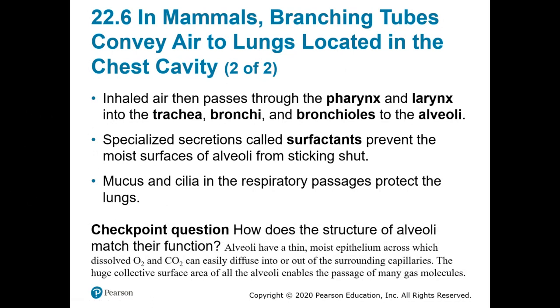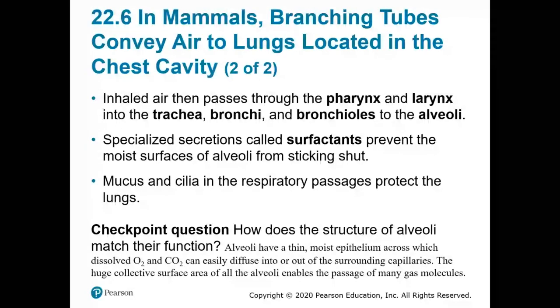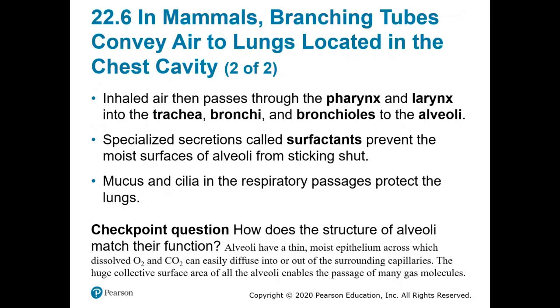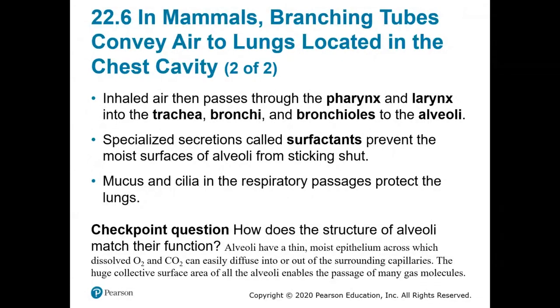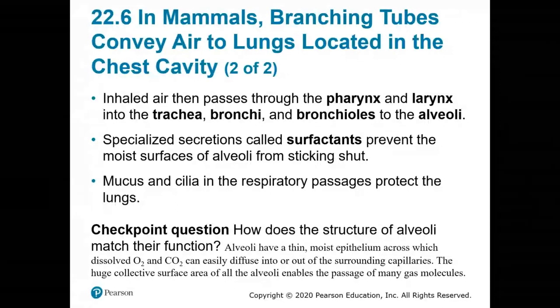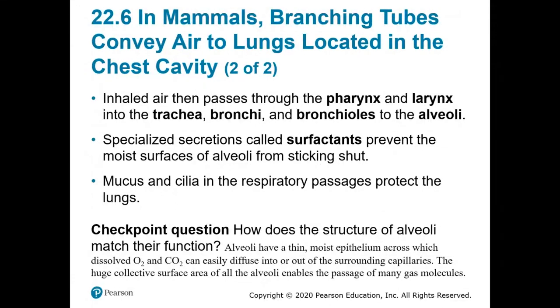All right, so how does the structure of alveoli match their function? Well, they're thin, moist epithelial tissue, and that allows dissolved oxygen and CO2 to easily diffuse in and out of the capillaries, right? This also gives them a huge amount of surface area, and we'll look at alveoli in a minute. They're little round sacs, and there's bunches of them in a bundle, and it provides a tremendous amount of surface area for us to exchange these gases.